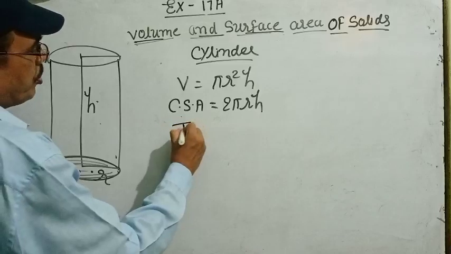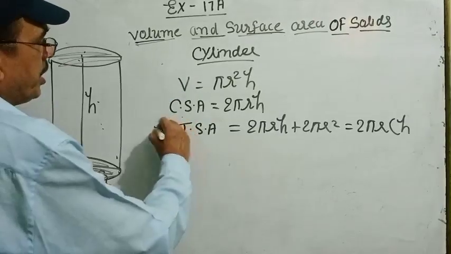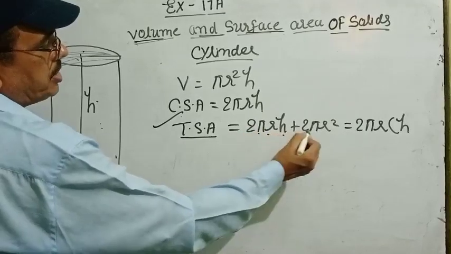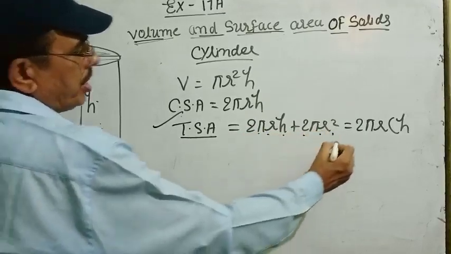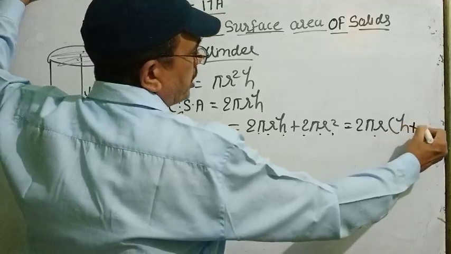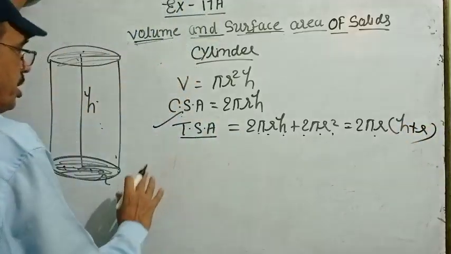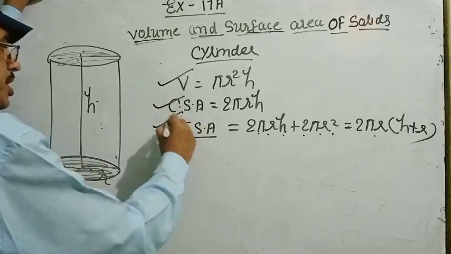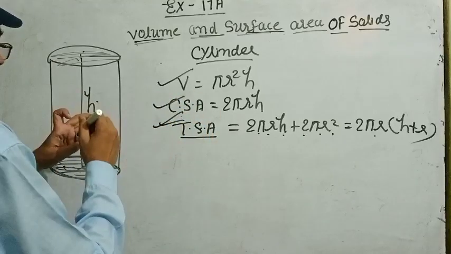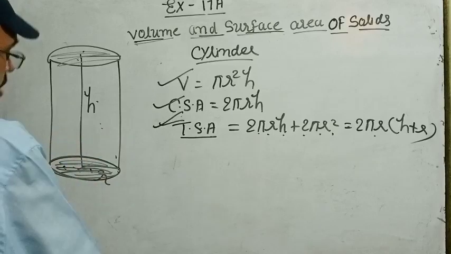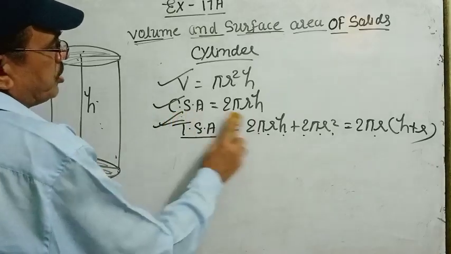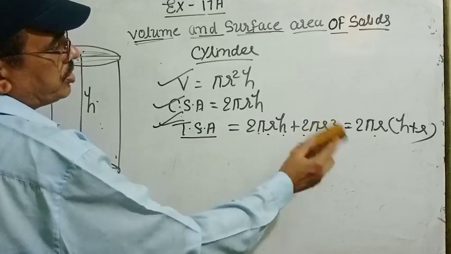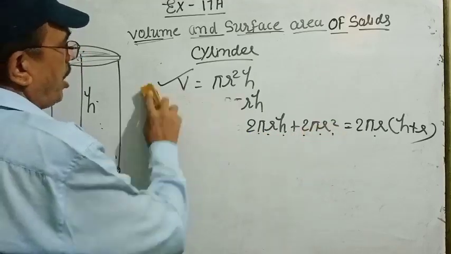And third is the total surface area. It is equal to 2 pi r h plus 2 pi r square, then it is equal to 2 pi r (h plus r). So this is the volume of the cylinder and this is the surface area of the cylinder. One is pi r square h, second is 2 pi r h, and third is 2 pi r h plus 2 pi r square, that is 2 pi r (h plus r).